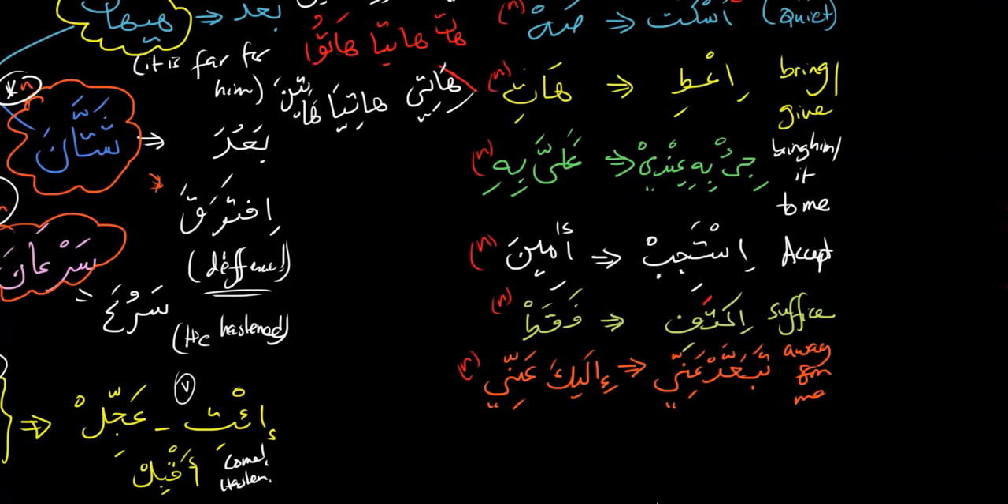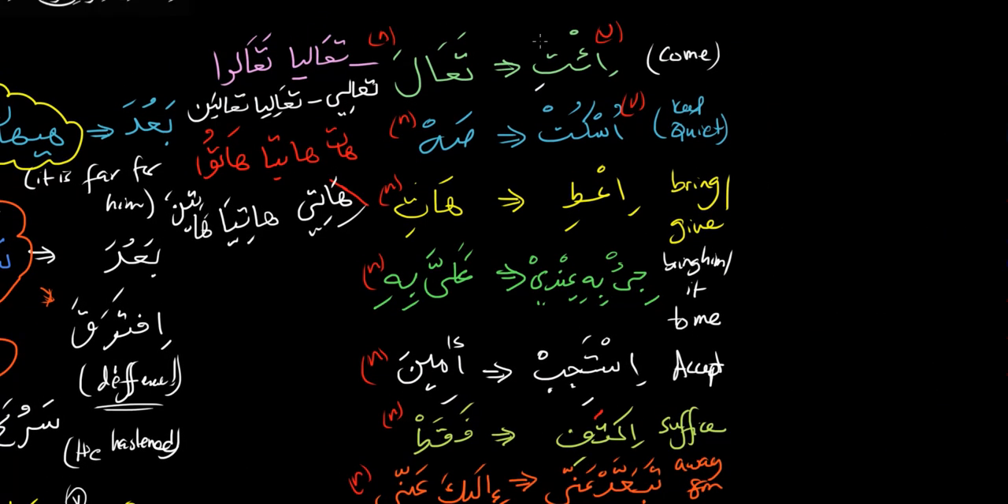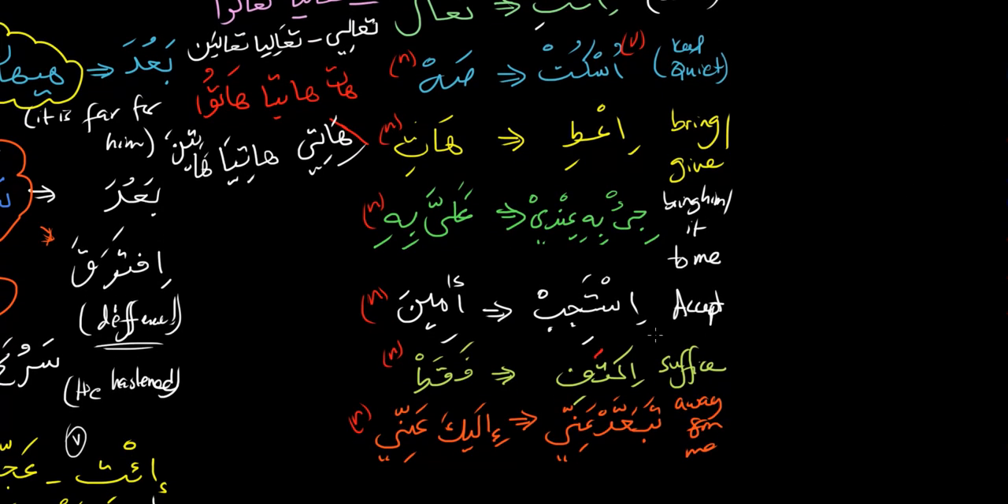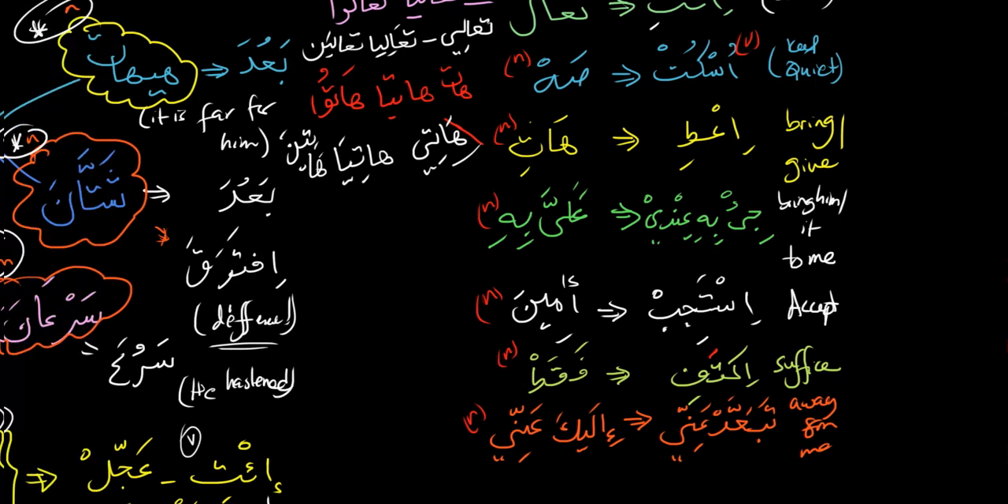In addition to these, there are other examples given over here. Ta'al has the same meaning as i'ti, which means come. Sah has the same meaning as uskut, keep quiet. Hati is i'ti, bring. Alayya bihi has the same meaning as ji bihi indi, bring it to me. Amin is the same as istajib, accept. Faqat has the same meaning as iktafi, suffice. Ilayka anni is another example, meaning taba'ad anni, go away from me. So these are examples of this.